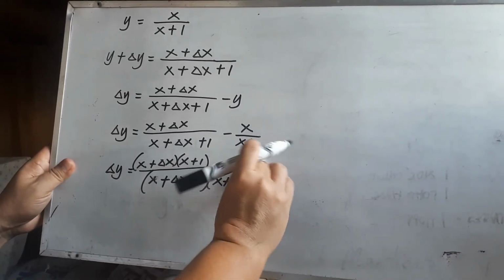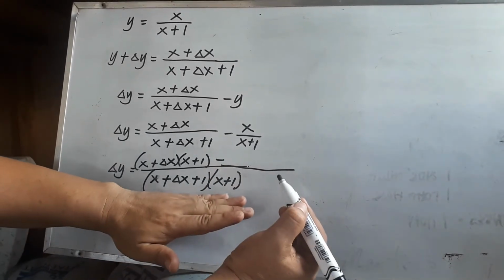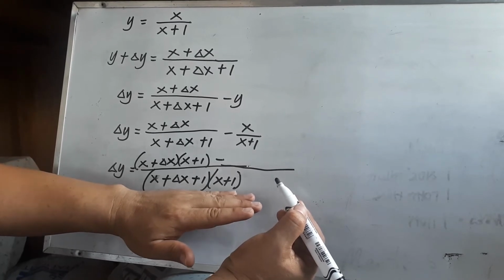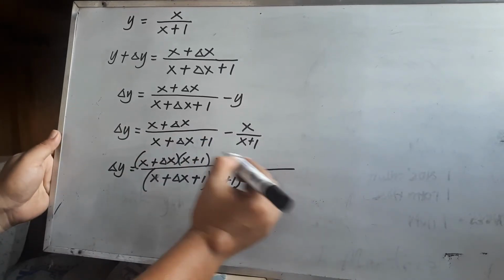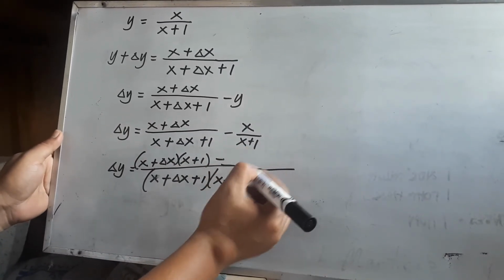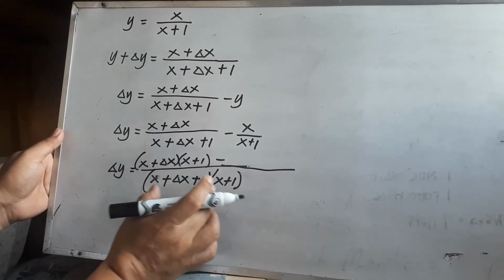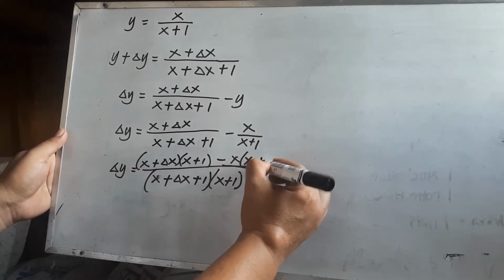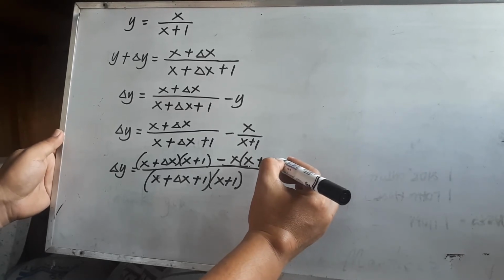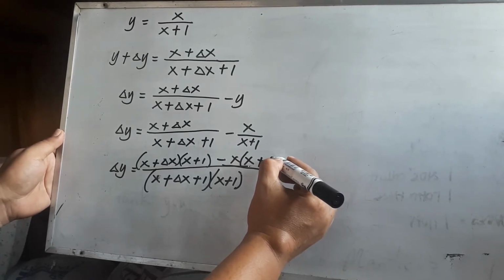Minus, so minus here, x plus change of x plus 1 multiplied by x plus 1 divided by x plus 1, I should say, will give us what? The factor here, x plus change of x. So we have x plus change of x.